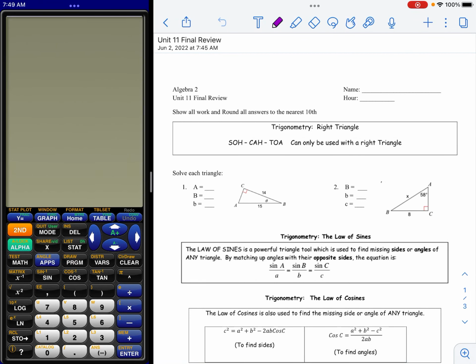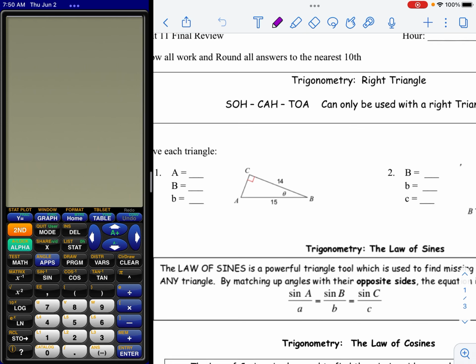All right, guys and girls, this is the first review for the final. This is Unit 11, all the way back to some triangle trigonometry. Alrighty, so the first couple are SOHCAHTOA because it is a right triangle, so you can do it because of these two right angles. Later on, you can't do this if there's not a right angle.